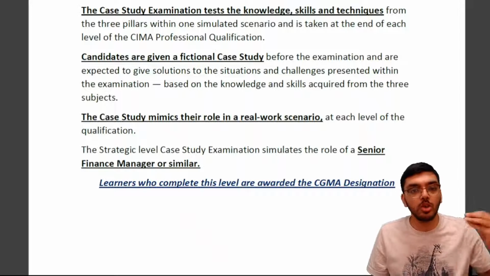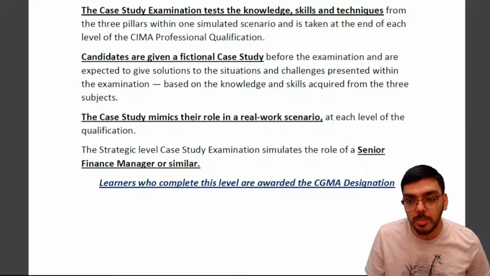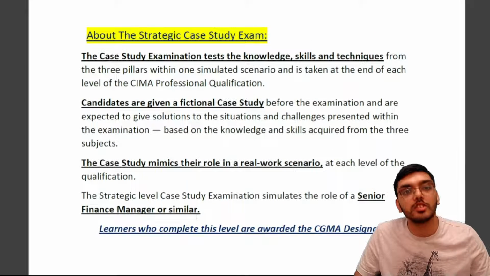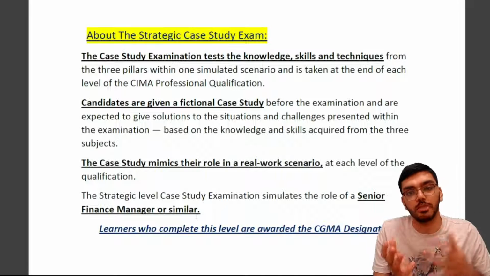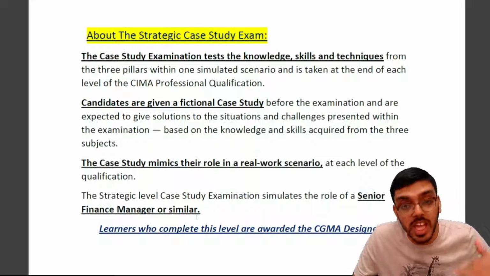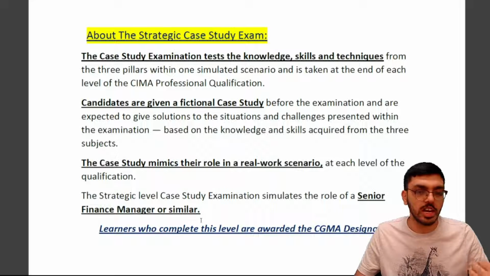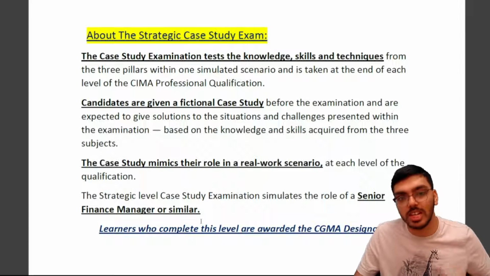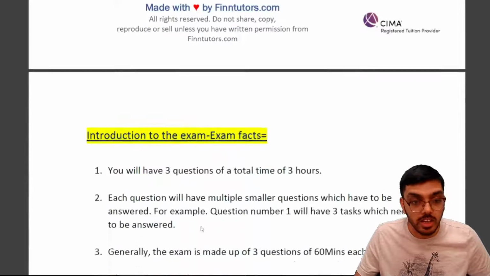So learners who complete the strategic case study exam get the prestigious CGMA designation, and your CIMA qualification is complete. So obviously after this you have to get your PER, your personal experience, work experience verified by CIMA, but this is the end of the examinations. So about the case study exam, we learned that the starting point is the 3 pillars of revision. Second point is the pre-seen that they release, and third point is mock writing, because without that, again, can't do well on the exam.